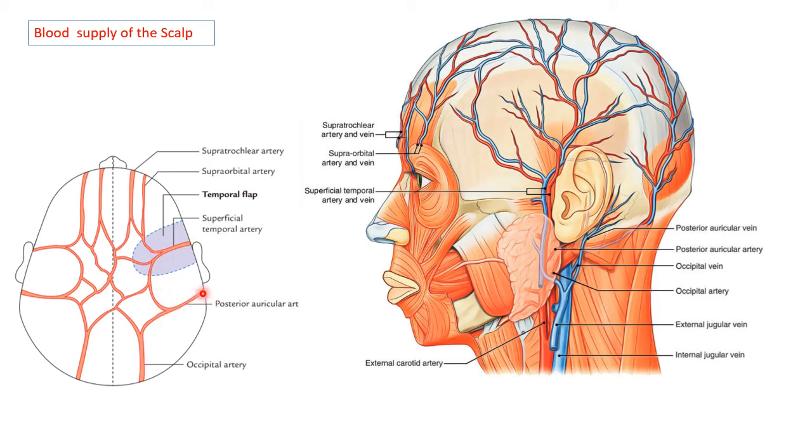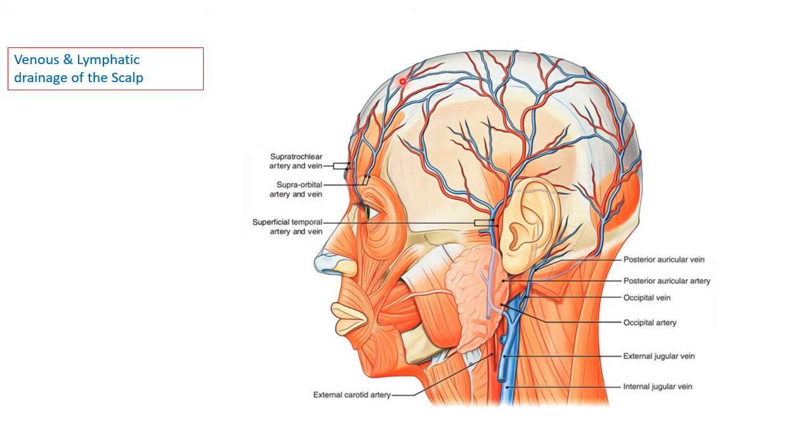Now at the back, from behind the ear, this is the posterior auricular artery. Posterior auricular artery is a branch of the external carotid artery. And this is the occipital artery. Occipital artery is also a branch of the external carotid artery, and there is a rich anastomosis between these arteries. So this was about the arterial supply of the scalp.